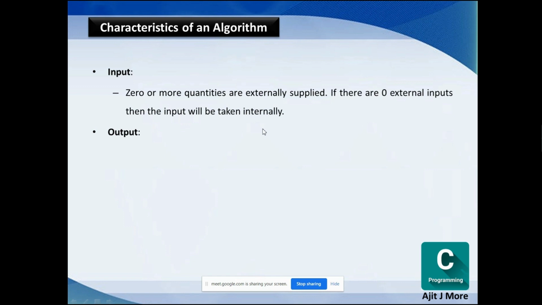Getting? So, if your algorithm is not producing output, it is meaningless. Throw it in a dustbin. There is no use of such an algorithm which doesn't produce output. So at least one quantity is produced as a result. Getting? Then third is definiteness.